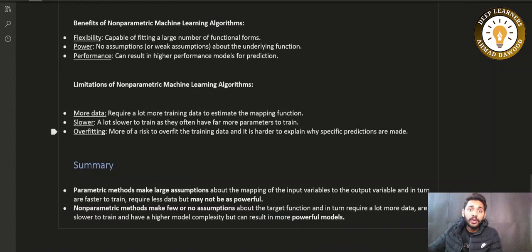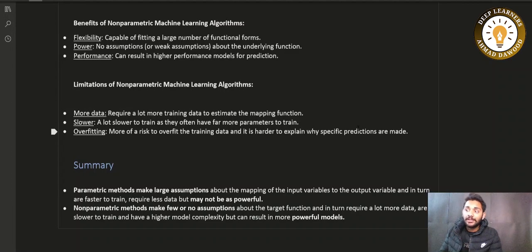So you require more data, because you have to find out 100% of the patterns from your data set. Okay, and if your data is defining half of the patterns, and half of the patterns your data set is not defining, then your non-parametric model will not be able to generalize to these types of data points when it sees them in the future.